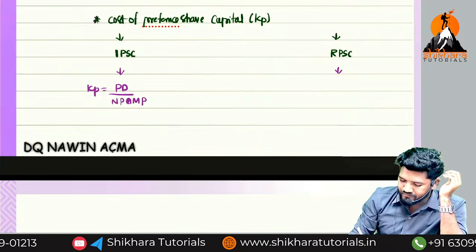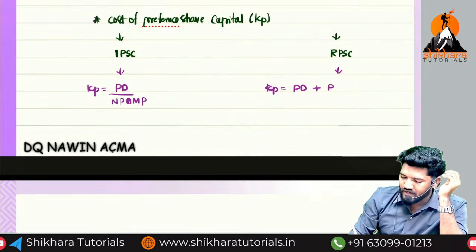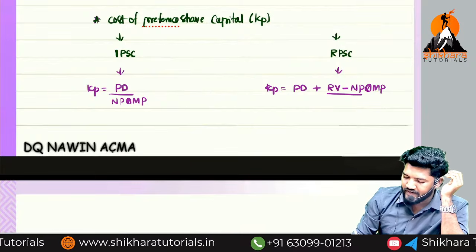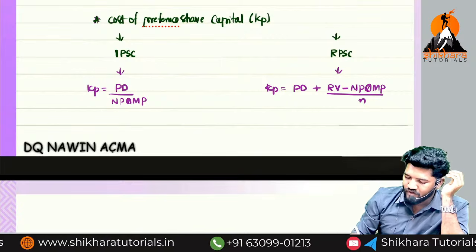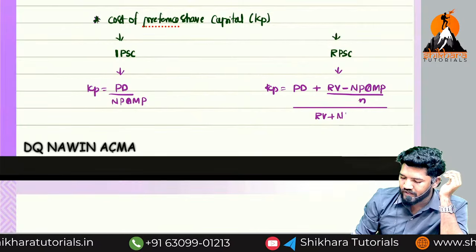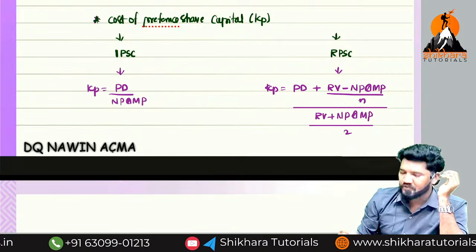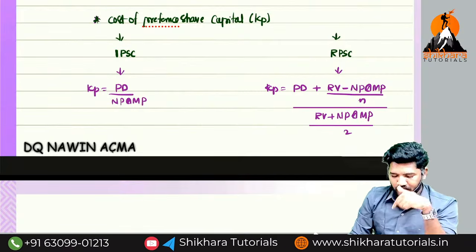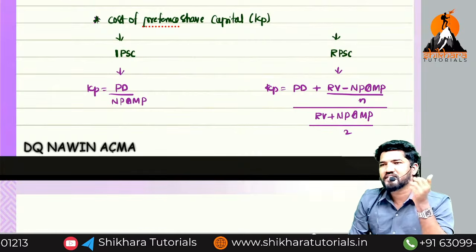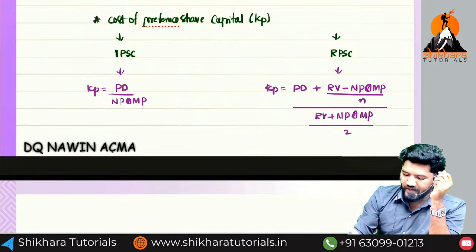What about here? Preference dividend plus repayment value minus net proceeds or market price, divided by n, whole divided by the average of repayment value and net proceeds or market price. Clear? Why, for preference dividend, are we not using 1 minus tax? Because preference dividend doesn't have a tax advantage. Hope you guys are clear? One note point is there.